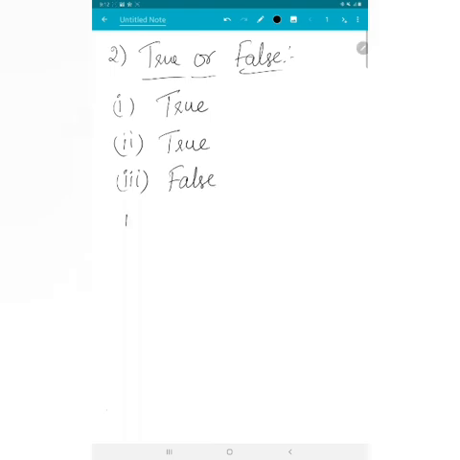It is false. Then the fourth question: the square of 75 is 4925. You just multiply 75 into 75. 4925 is a wrong answer, so it is false. Then the fifth question: the square root of 225 is 15. Exactly, the square root of 225 is 15. So it is true.